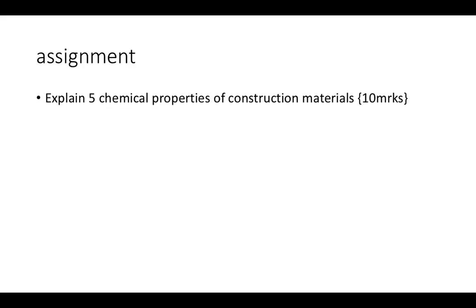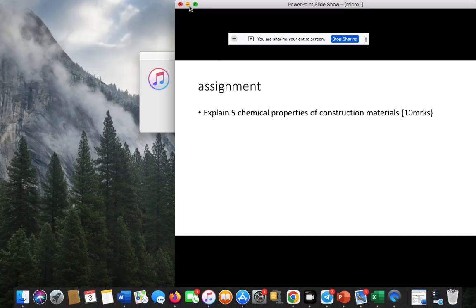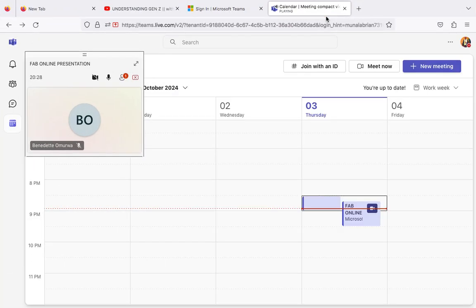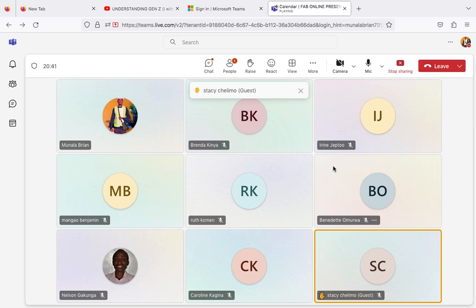So for your assignment, you can note this down. Explain 5 chemical properties of construction material. Explain 5 chemical properties of construction material. So make sure you do the assignment, and I will collect it, or you can submit it via my email latest Friday noon.